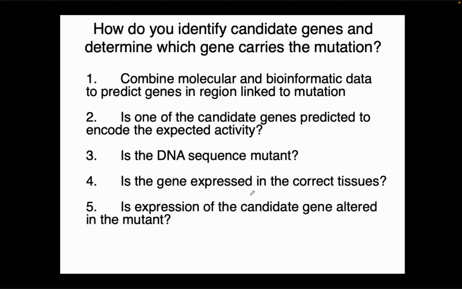The other thing that sometimes can happen, but not all the time, is that the mutation changes the size of the RNA. And so we talked about what happens if you mutate the splice site, it might change the size of the RNA. Or if you have a mutation in the promoter, the transcription level might go down.